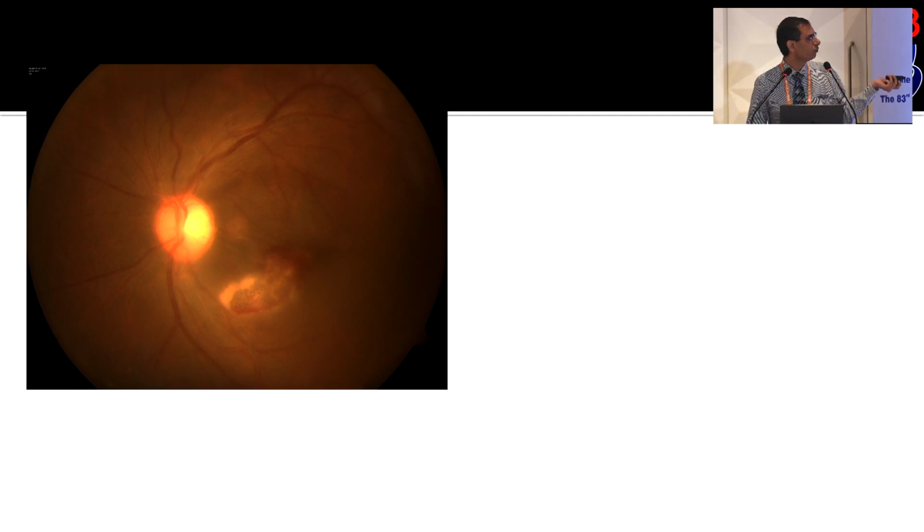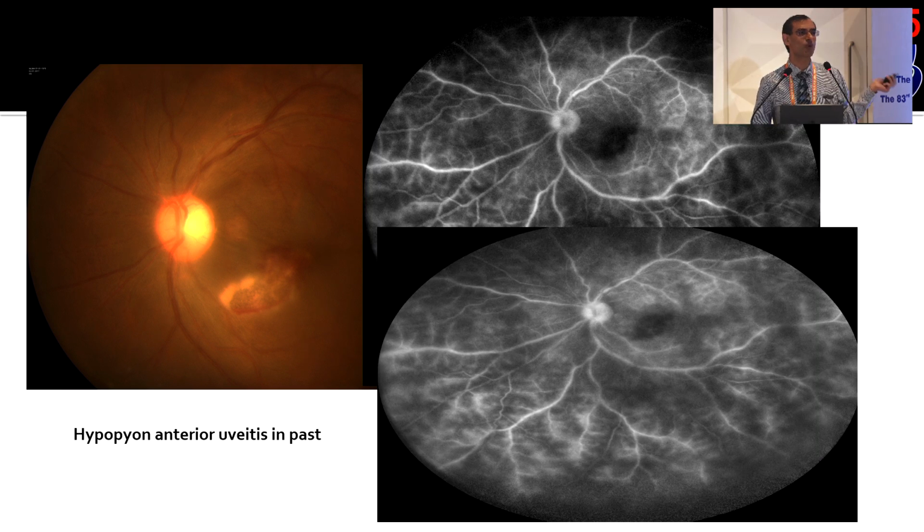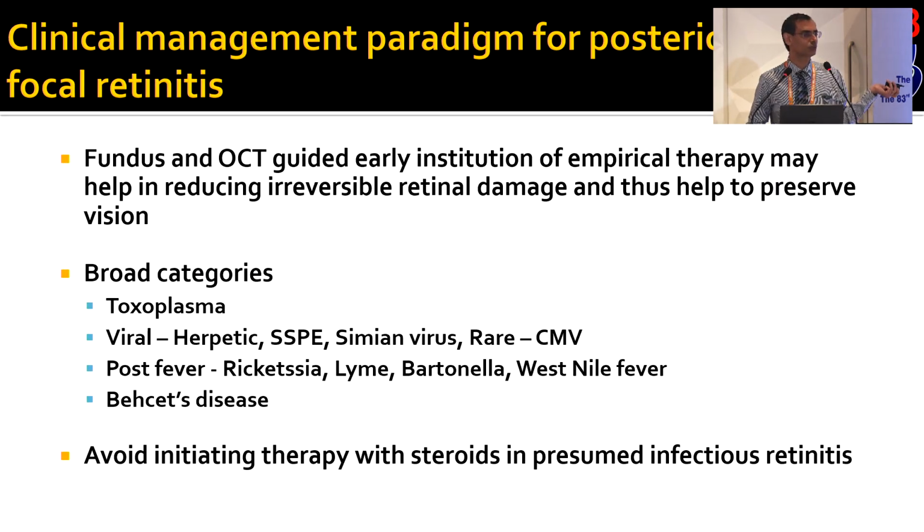So now just to again leave you with this case, what do you think this lesion would be? Would it be toxo? Would it be post-fever? Would it be herpetic? Or would it be CMV? CMV. Okay, so again, history taking has to be there. You have to see the patient in total. This patient was carrying a record of hypopyon and uveitis. So this patient is diffusely leaking everywhere. It was more of a Behçet's focal retinitis. In this patient, we just treated with oral steroids. Okay, so that also should be in the back of your mind.